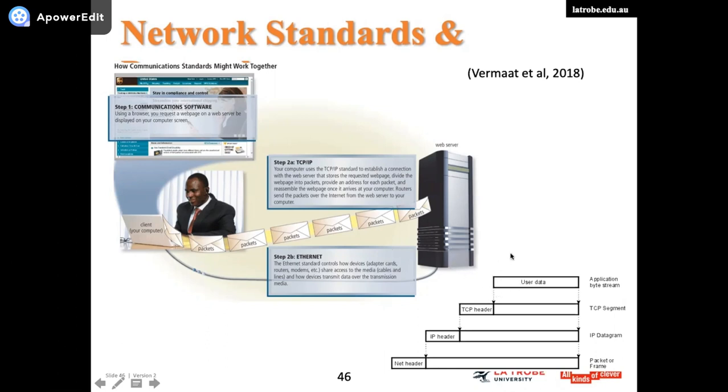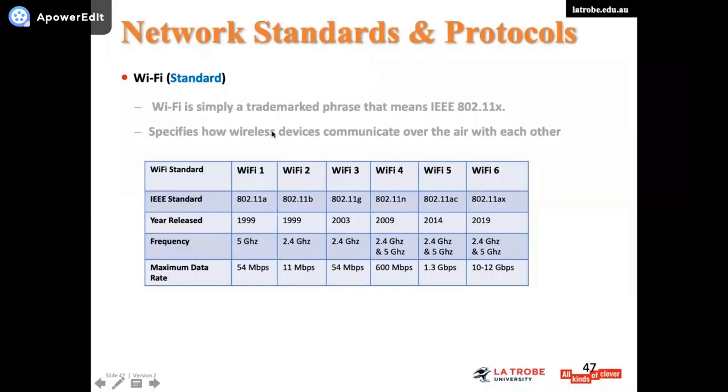So next is Wi-Fi standards. You may use Wi-Fi every day, but you may not understand what Wi-Fi means. Wi-Fi is simply a trademarked phrase that means IEEE 802.11x. The x represents different letters. It can be a, b, or g. It specifies how wireless devices communicate over the air with each other.